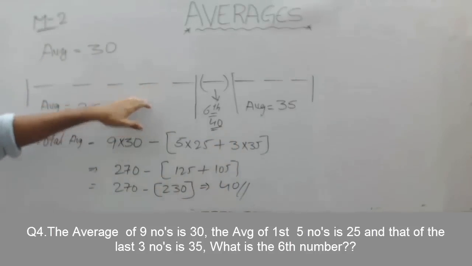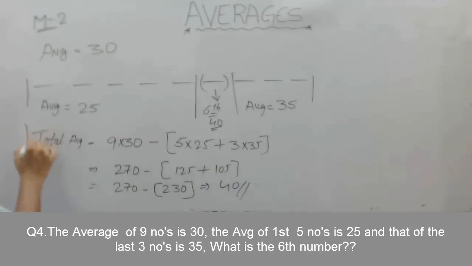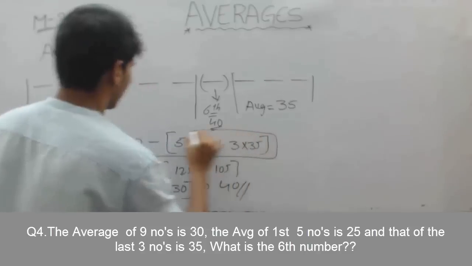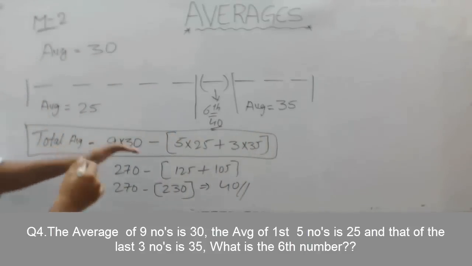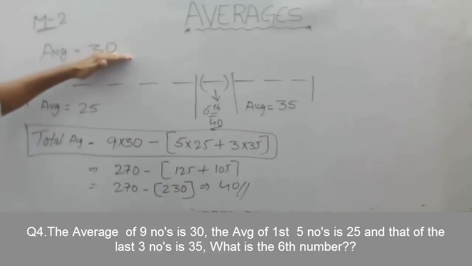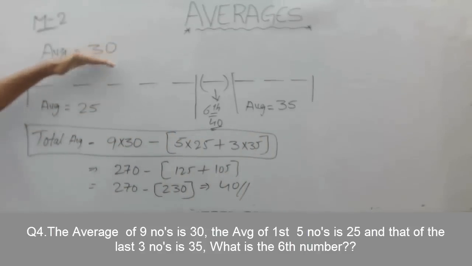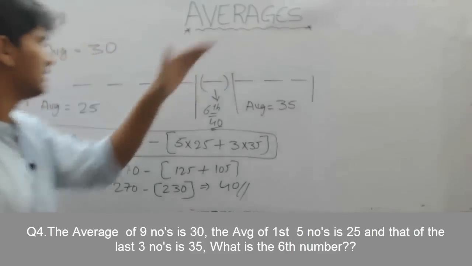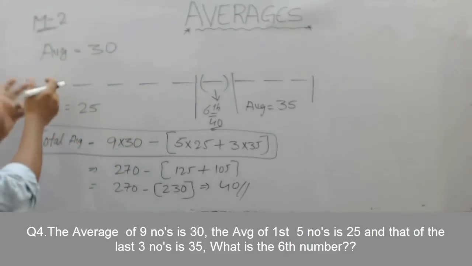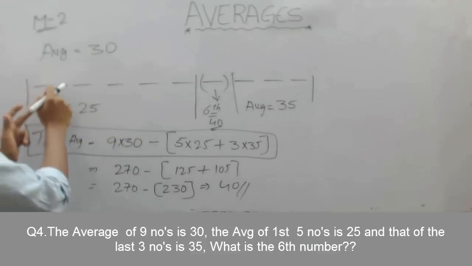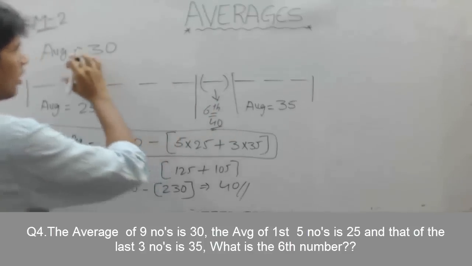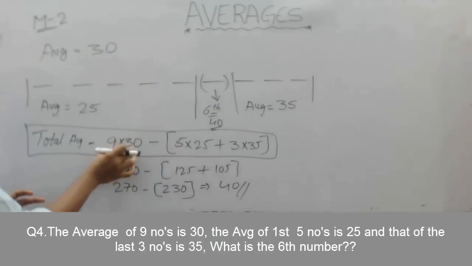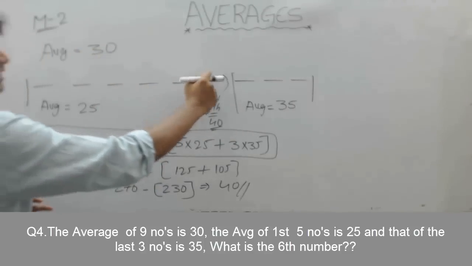I hope you got clarity. Here what we have done is, we have taken the total sum. He has clearly said that the average of these 9 numbers is 30. That means according to our knowledge, each number value is 30, 30, 30. So what is the value of these 9 numbers? 9 into 30. So here this number is missing.